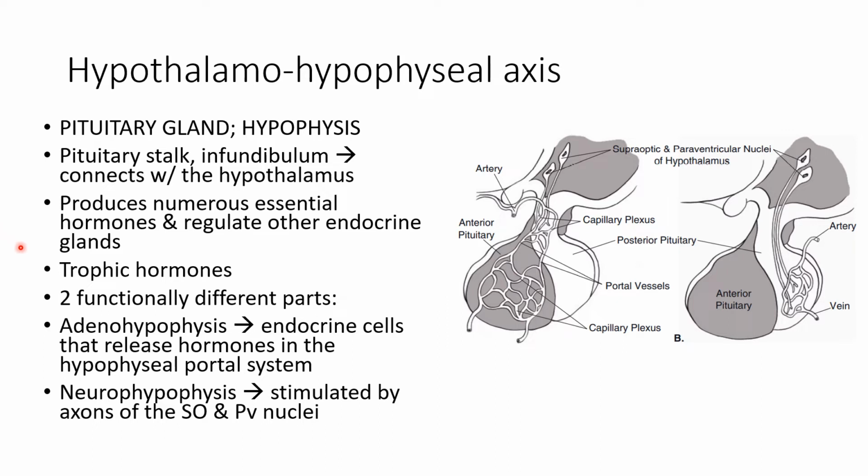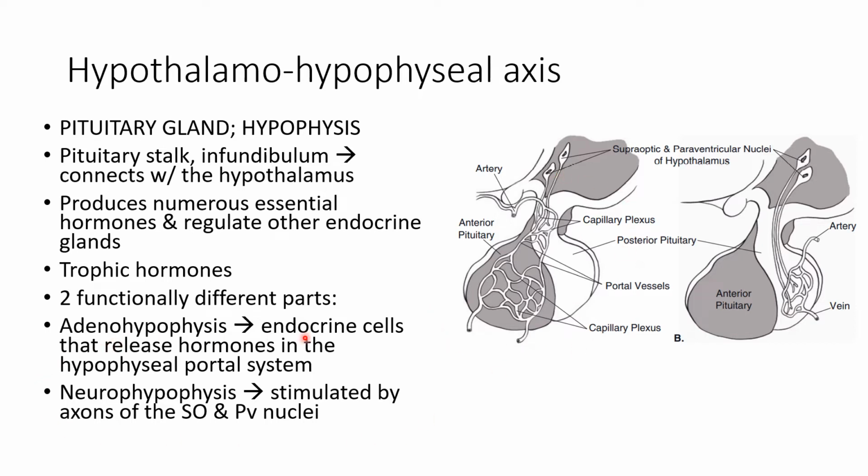As you may infer from the previous table shown, they produce trophic hormones. Compared to the hypothalamic hormones, which are releasing and inhibiting hormones, these are trophic hormones. So they have effects on specific types of body organs or body cells throughout the body. I hope that's understandable to you. Generally, your pituitary gland has two different parts, anatomically and functionally.